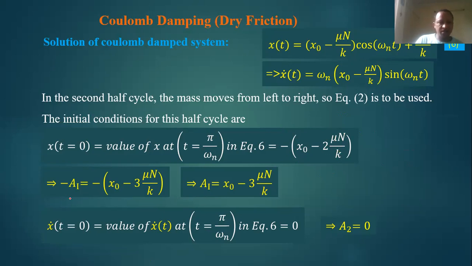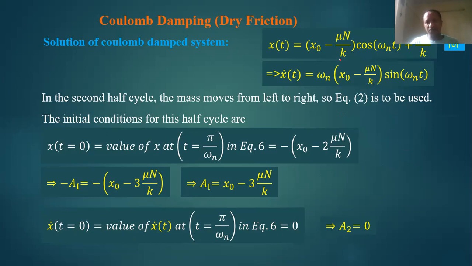From that, we can find A1. A1 is equal to x naught minus 3 mu N over k. This is the A1 value. And at the same time, x dot of t is equal to 0, which is equal to the value of x dot t. X dot t means this equation, at t equal to pi over omega n, in equation 6.